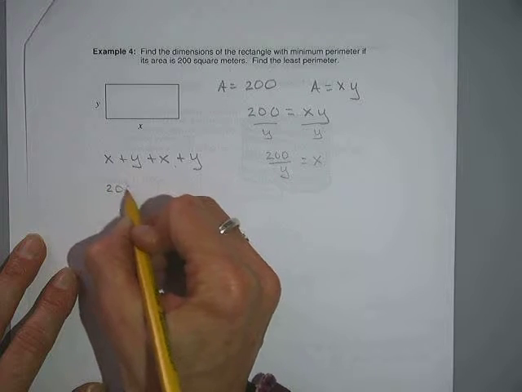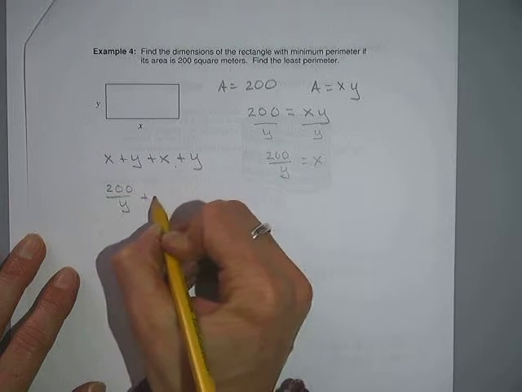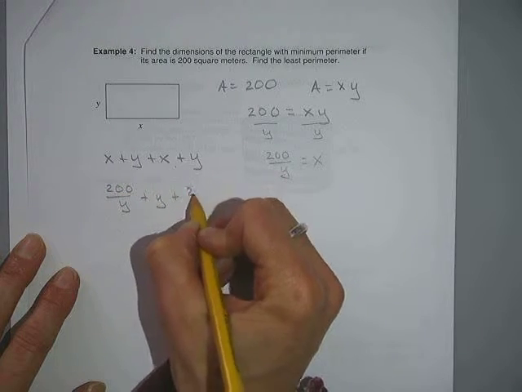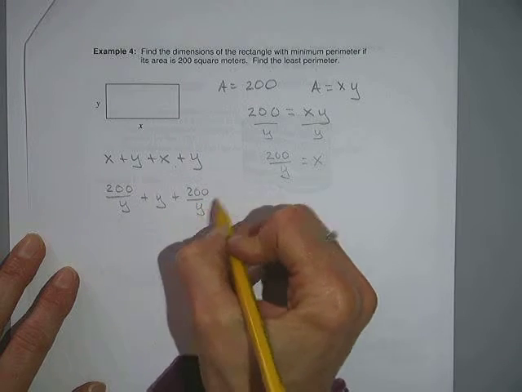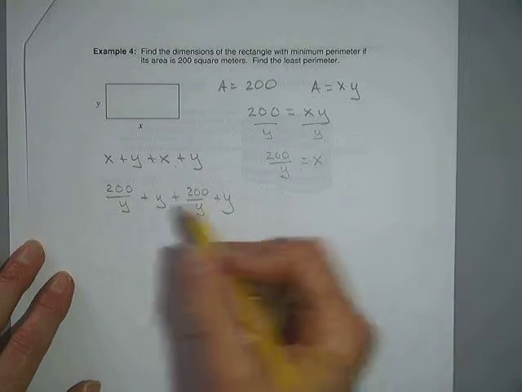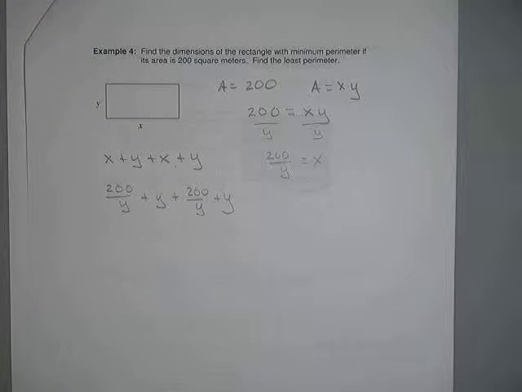Nothing. I don't know, maybe plug it into that perimeter equation. We could plug it into the perimeter equation, and we would get 200 over y plus 200 over y plus y. Okay, can we simplify this at all?